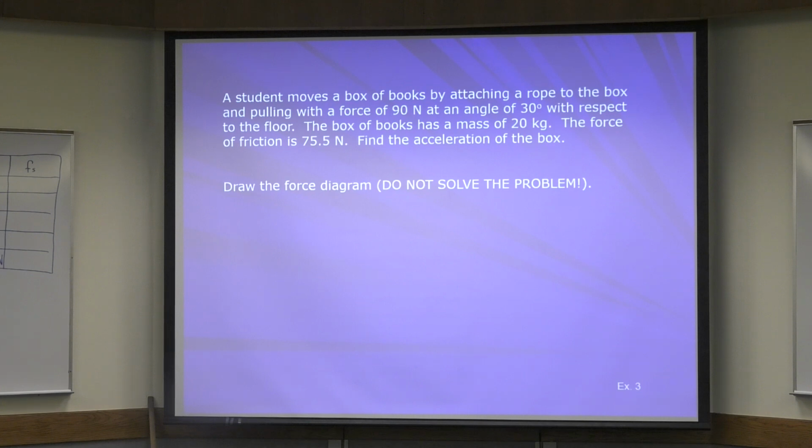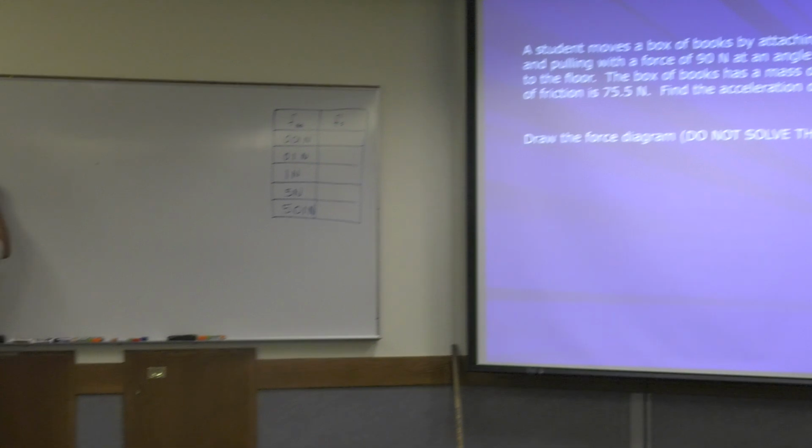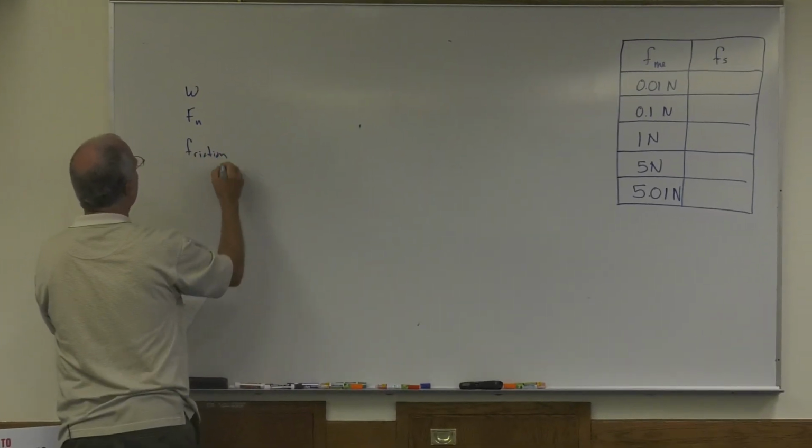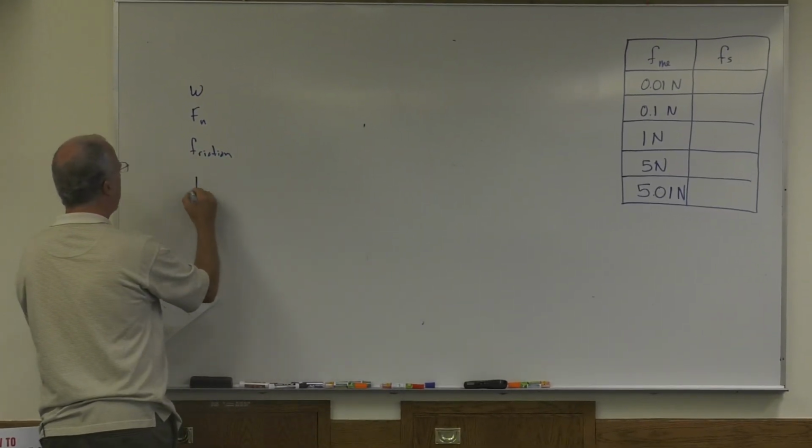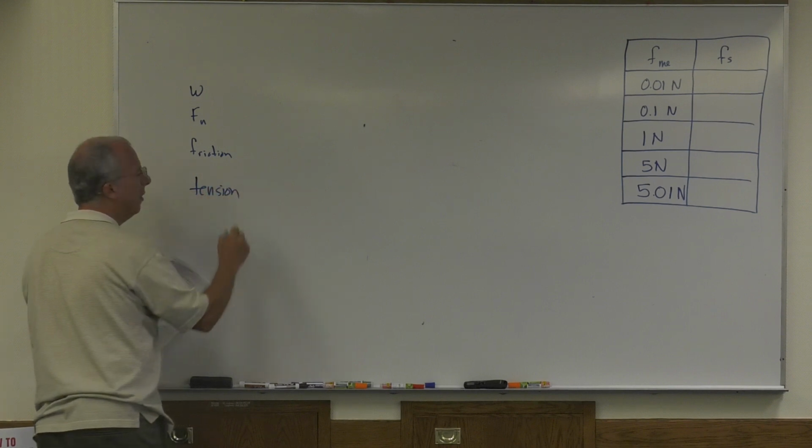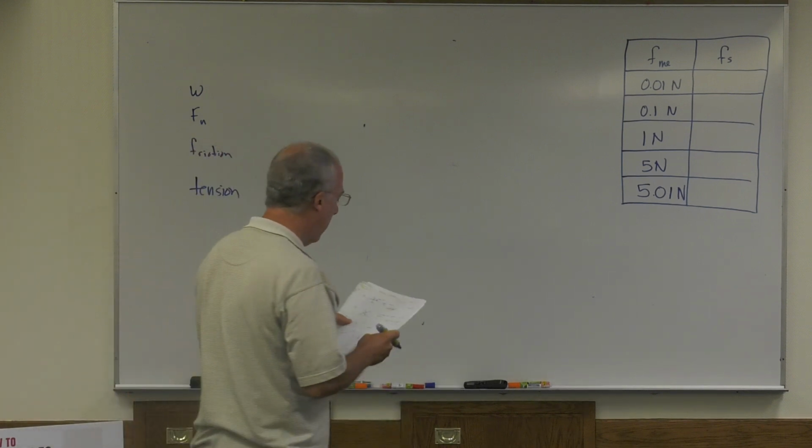Okay, let's do it. All right, so the first question you have to answer always is what are the forces acting on the object? Well, first of all, what's the object? For this problem, it's easy. The object is obviously the box of books. Sometimes it's not going to be so easy. But that's the first question, what's the object? Second question, what are the forces? Well, there's going to be weight, there's going to be the normal, there's going to be friction, and what else? The rope, the tension. Anything else? No? All right, so here you go.